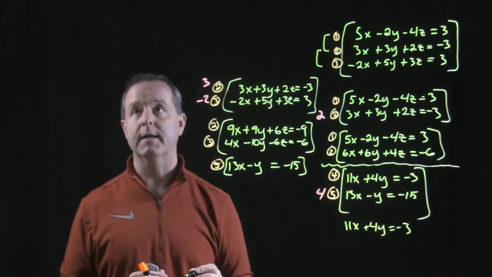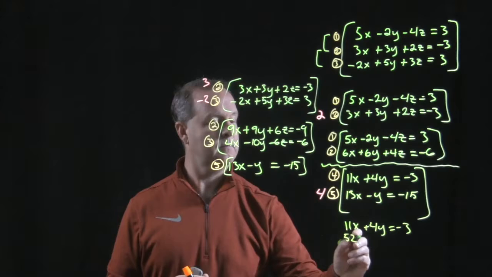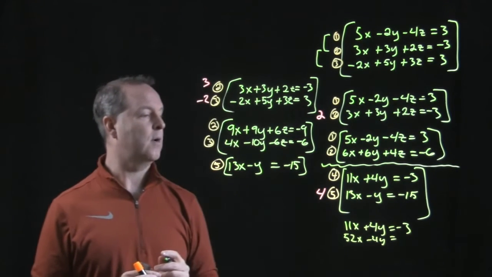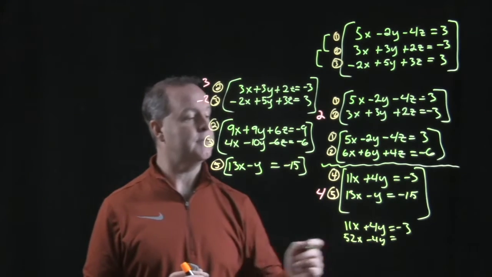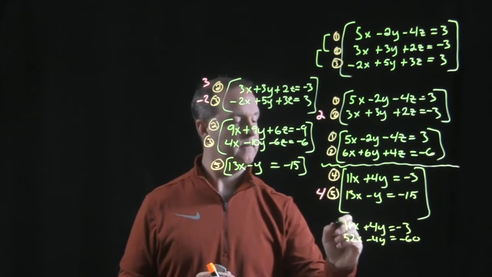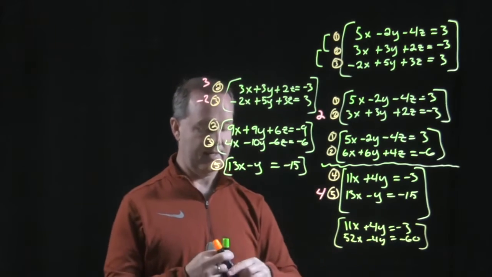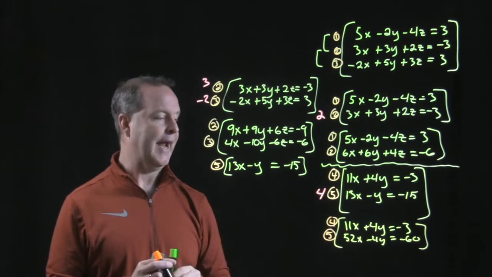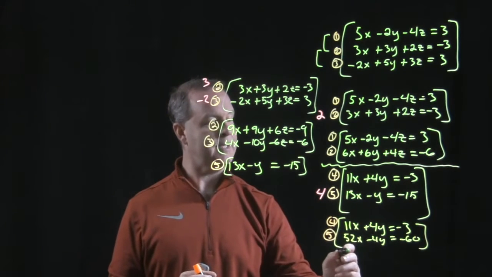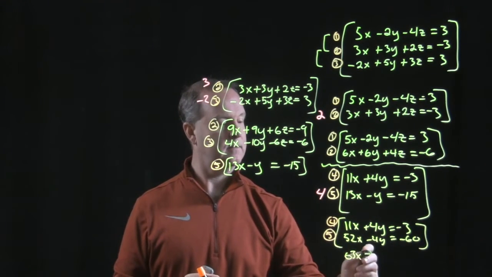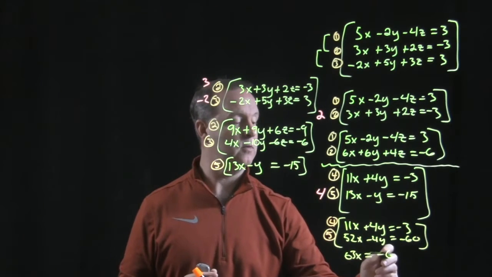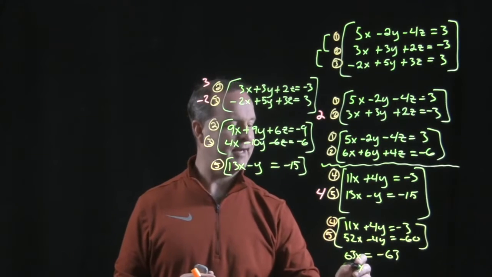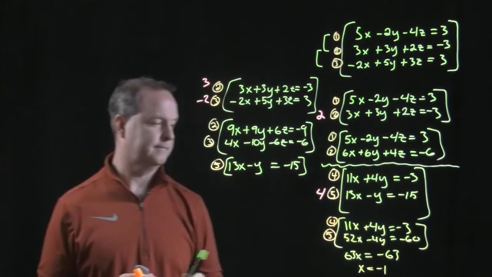Four times 13, 26, 52. 4 times negative 4y is a negative 4y. 4 times negative 15 is negative 60. Remember, these are still my equations 4 and 5. Add those together, I get 63x equals negative 63. Whew, how about that? That was kind of cool. And then solving that, I get x equals a negative 1.